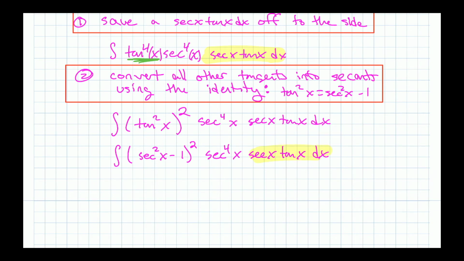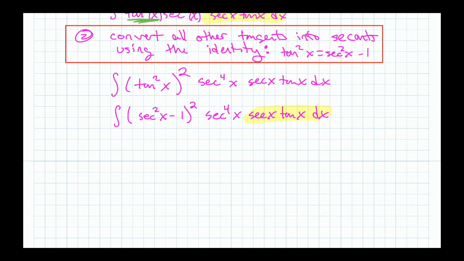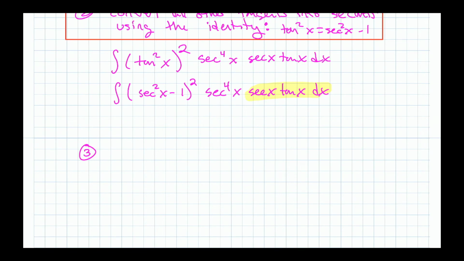So this is saved off to be your du. The secant to the fourth is already done, so we're ready to do our substitution now. So our substitution is going to be what? Use u equals secant x. Du is going to be secant x tangent x dx. So we've got this already set up, and then we have our u's, and there's a secant and there's a secant for my u's.